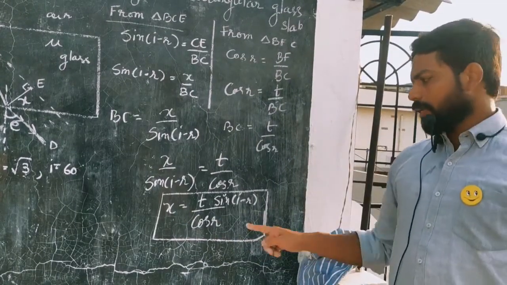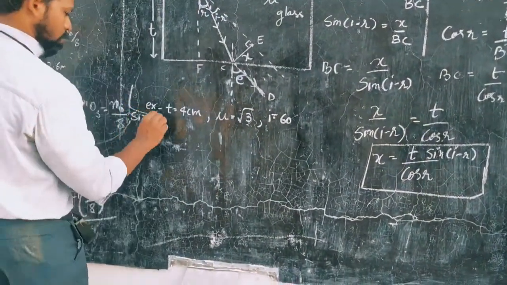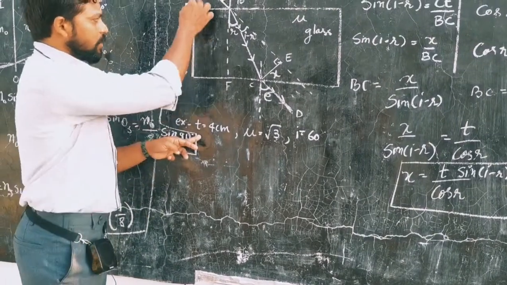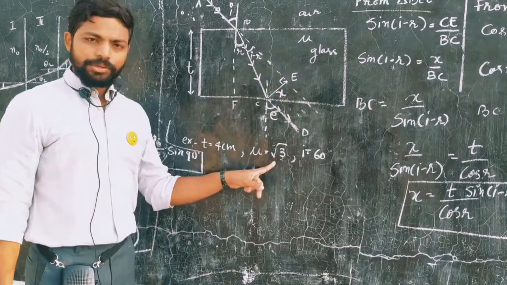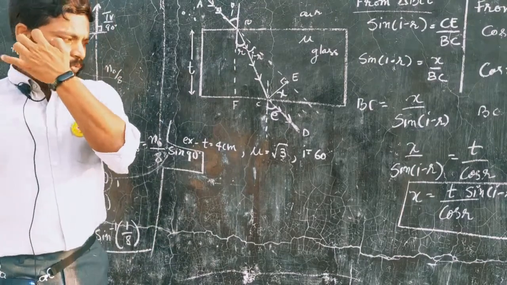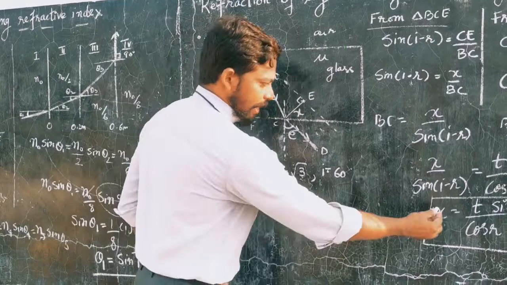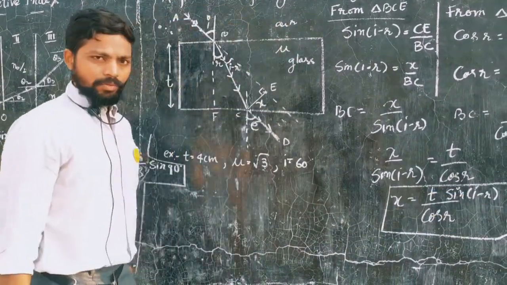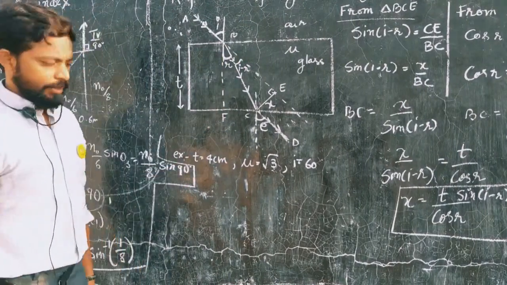Take an example. Let us say the thickness of the glass slab is given as 4 centimeter. The refractive index of this glass slab is √3 and the angle of incidence is 60. So we have to find the lateral displacement. We have t, we have I, we have to find the R value. How do you find this R value? We'll use Snell's law for it.